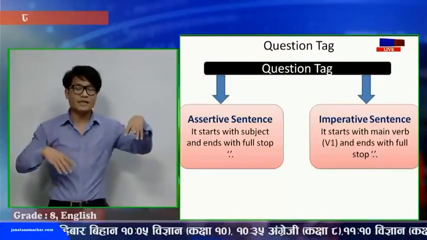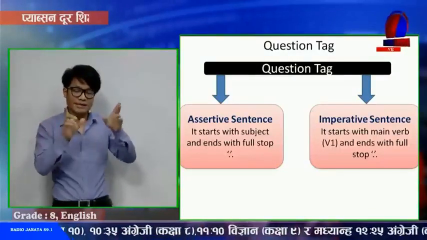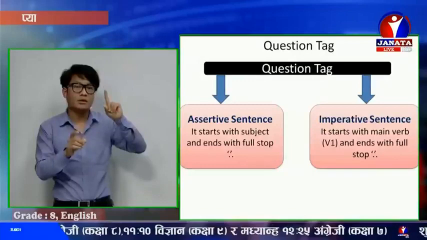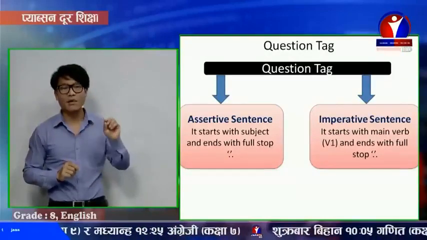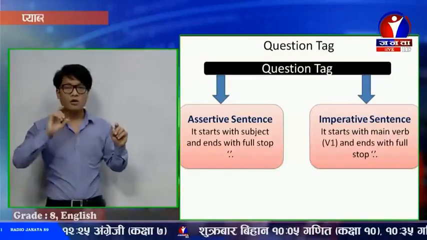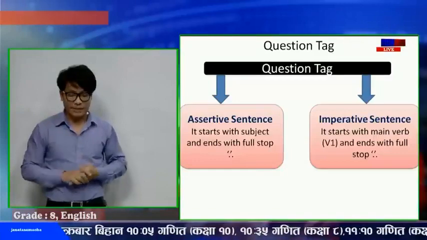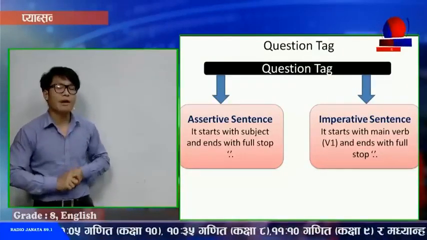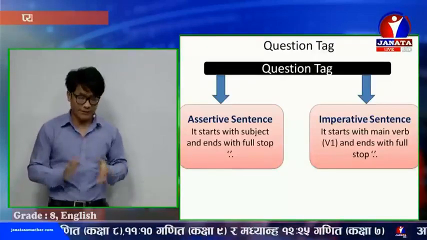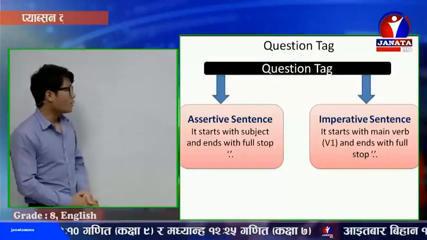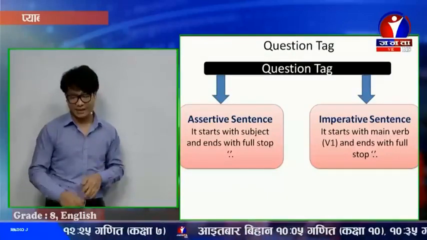Now an assertive sentence: I can go home. You can see this sentence starts with the subject I and goes on, go home. Obviously there should be a full stop. So this is an example of an assertive sentence. Don't go, come here. These are examples of imperative sentences. Basically an imperative sentence is used to command, order, or request. Okay, so first we are going to start with the assertive sentence and its question tag.